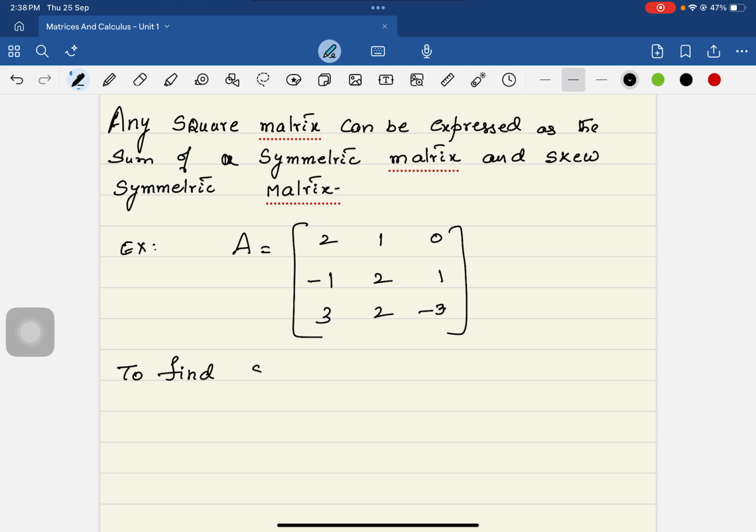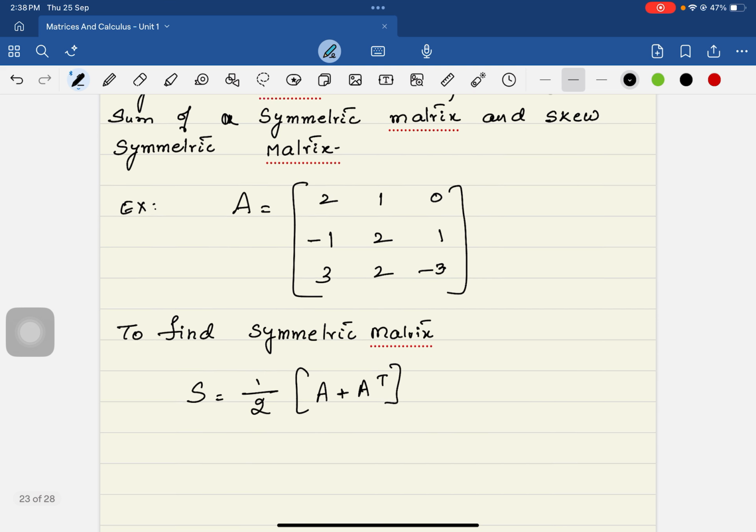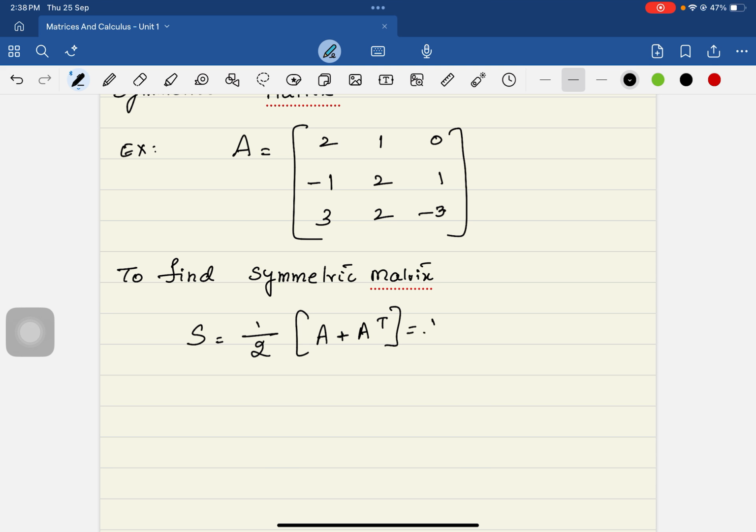To find the symmetric matrix, we write S is equal to half of the matrix A plus its transpose. So let us see what this is now. That is half of, now the matrix is what? 2, 1, 0, minus 1, 2, 1, and 3, 2, minus 3. So let us write down the sum with the transpose.